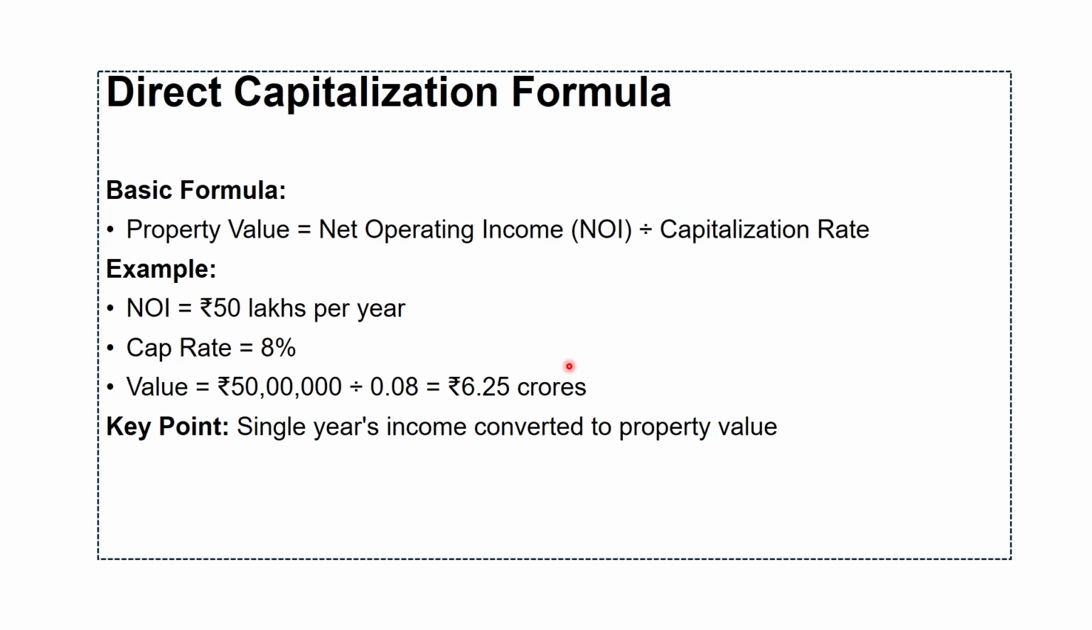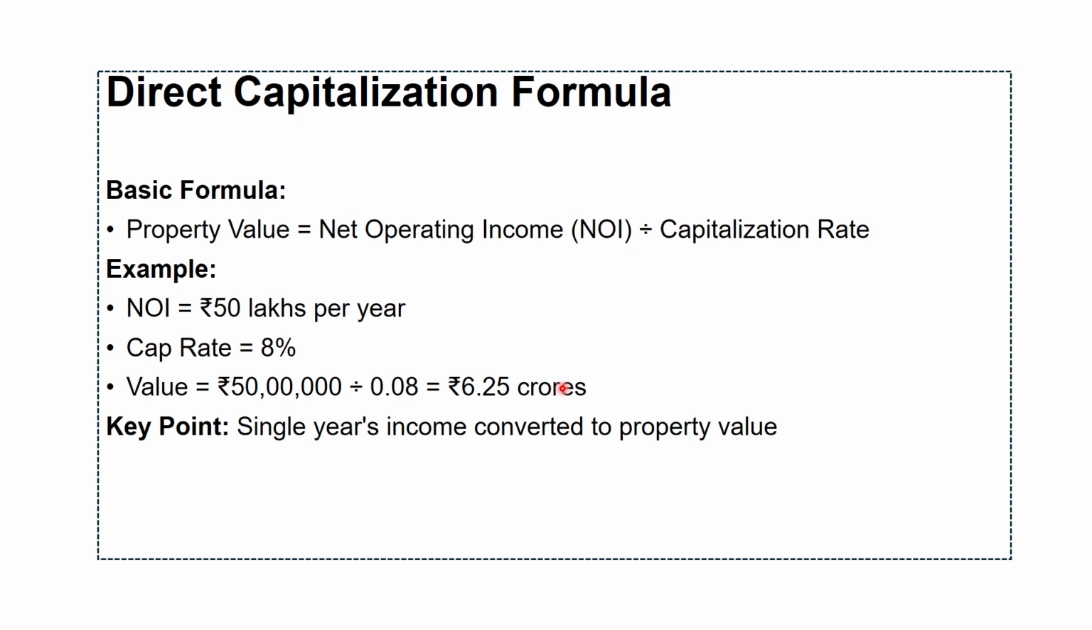Notice what we really are doing here. We are saying that 50 lakh per year in perpetuity at an 8% required return is worth 6.25 crores today, right? This is a present value calculation in its simplest form. This formula is used thousands of times daily across India, by banks approving loans, by REITs acquiring properties, by individuals deciding whether to buy a rental property. It is the foundation of professional real estate analysis.